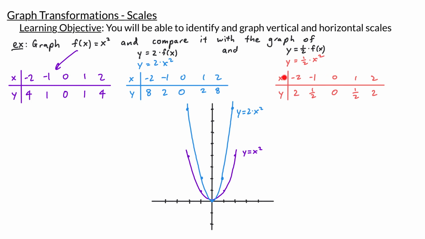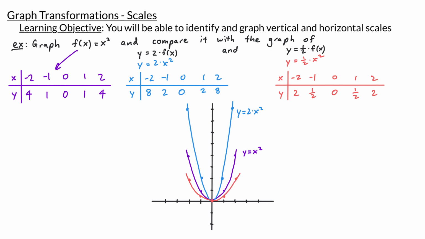When we compare this red table of values with the original purple table of values, we see that all of the y-coordinates are halved. Originally, for the x squared function, the y values were 4, 1, 0, 1, and 4. But now, for the 1/2 x squared equation, we have 2, 1/2, 0, 1/2, 2. So again, all of our y values were halved. Let's now plot these points and draw our graph. We have negative 2, comma 2, negative 1, comma 1/2, 0, comma 0, 1, comma 1/2, and then 2, comma 2. Connecting these points, we have the following graph.